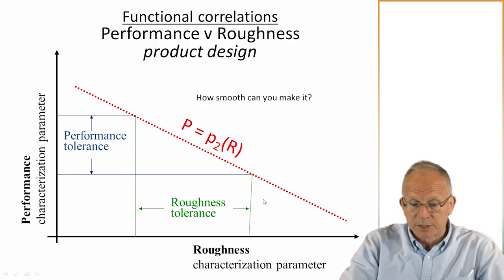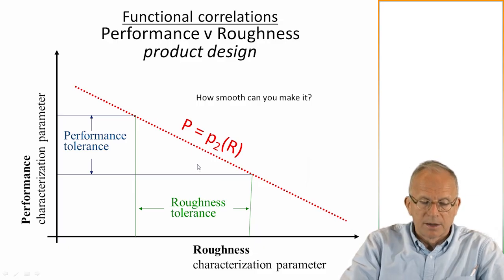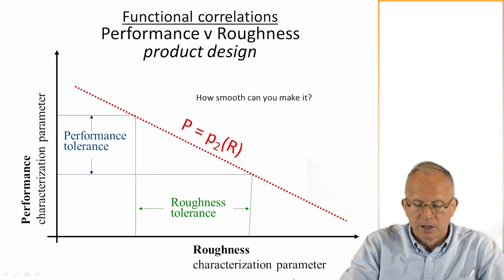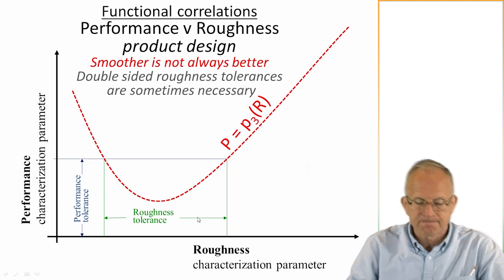Now, sometimes it's the other way. The smoother, the better. If we want something particularly shiny, for example. How smooth can you make it? So again, here's the FR for performance, and here is the FR for roughness. There's a performance tolerance, and we try to translate this into a roughness tolerance.